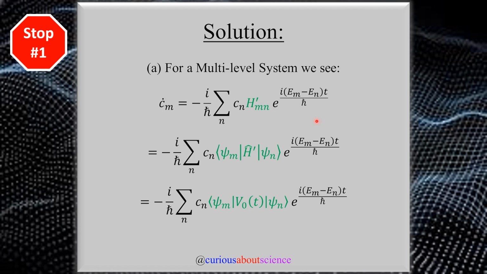All right, so step one. First, we have to get our game plan down and see what everything is doing. So for part A, for a multi-level system, we see that C dot m is equal to negative i over h bar, with the sum over n. But we have the matrix element here, which is the equation here, and then we have the time-dependent coefficient, but we see that we have it between two different states, and they could be any different states, not necessarily one above, one below, but arbitrary levels.